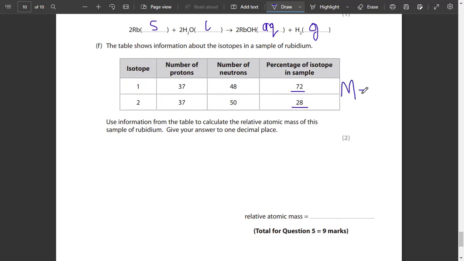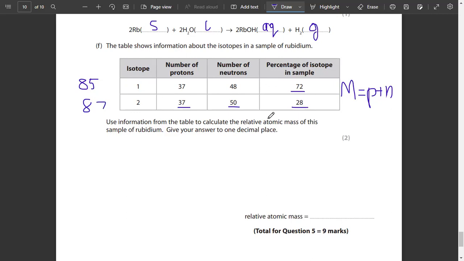Mass क्या होगा? Mass तो मैंने दिया नहीं, वो mass is proton plus neutron. तो पहले का mass क्या है? 37 plus 48, 85. दूसरे का mass क्या है? 37 plus 50, that will give you 87.